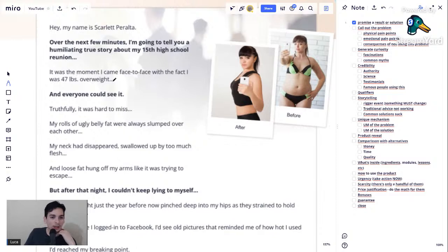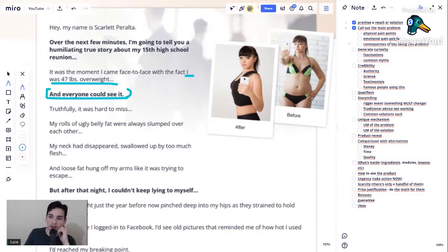It was the moment I came face to face with the fact that I was 47 pounds overweight. So this is the main problem, right? I'm going to put main problem here. And this is the problem, right? I was 47 pounds overweight and everyone could see it. This is a problem.